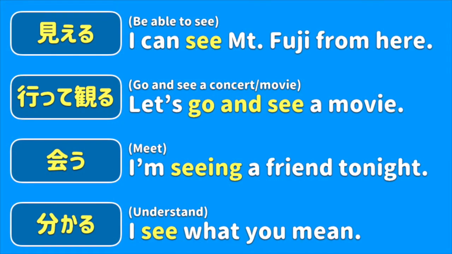To be able to see. We can see Mount Fuji from here. To go and see a concert or a movie. Let's go and see a movie. Meet. I'm seeing a friend tonight. Understand. I see what you mean.